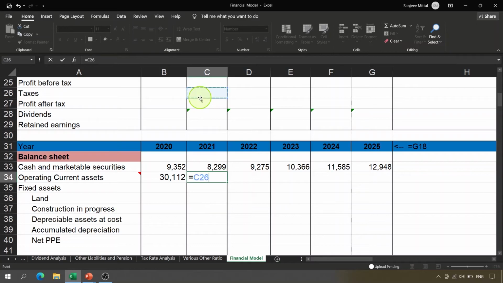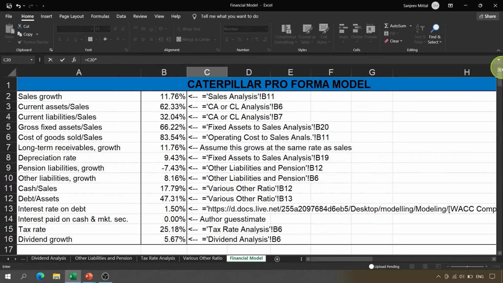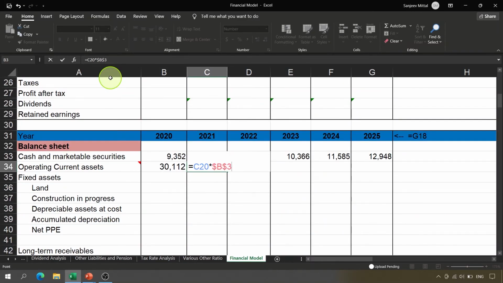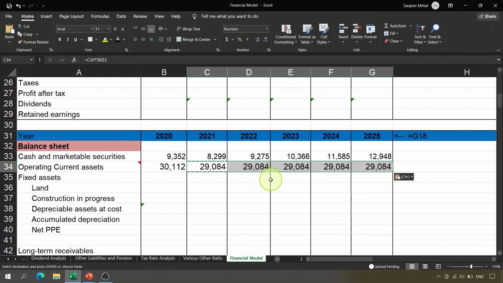So I can simply go to our sales. As you can see here, we have our sales of 46,659 in the year 2021, and I shall multiply this number with our projection model, which is our current assets to sales ratio of 62.33%, and I shall freeze this number because I need to use this again and again. After that, we can see that our operating current assets for the year 2021 is 29,084. We shall copy this formula and paste it in all the other cells, and we shall get our projected operating current assets for all the years till 2025.